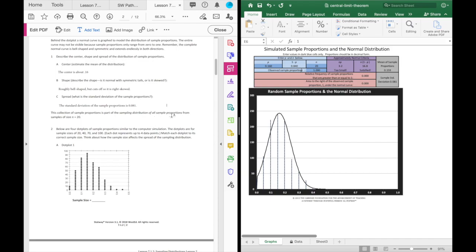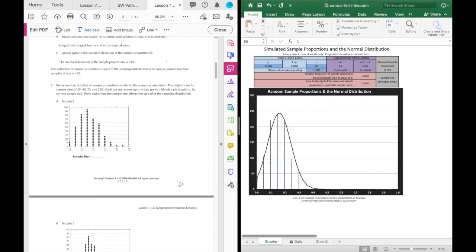So let's keep going here. We are going to continue on. It says this collection of sample proportions is part of the sampling distribution of all sample proportions from samples of size n equals 20. Okay. Now, why is it not all of them? Because notice it says it's part of. The reason that it's not all of them is because we only did it 1,000 times. All of them would be if we did it forever and ever and ever. Okay, you would get a smooth shaded thing. You wouldn't get these things that don't go all the way and everything, right?